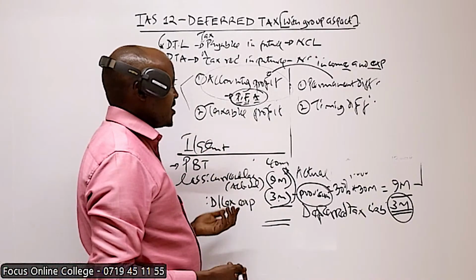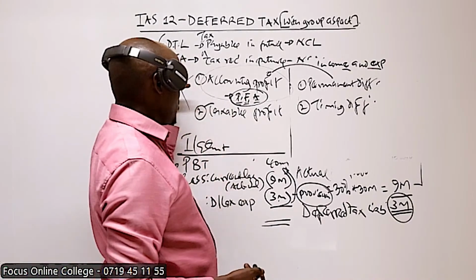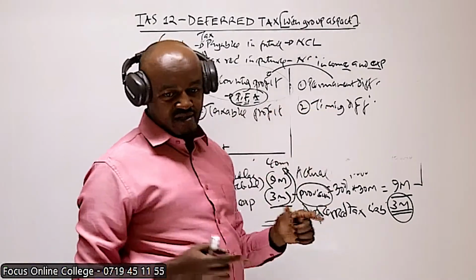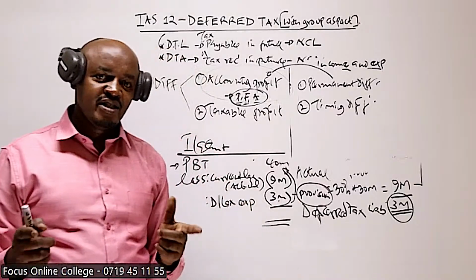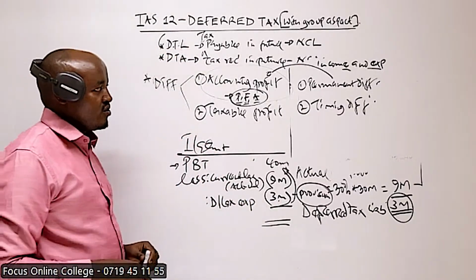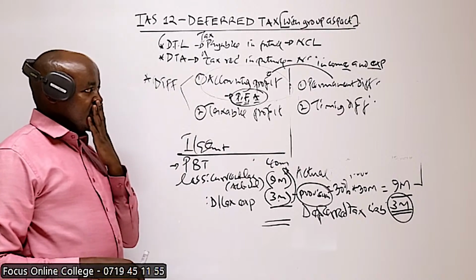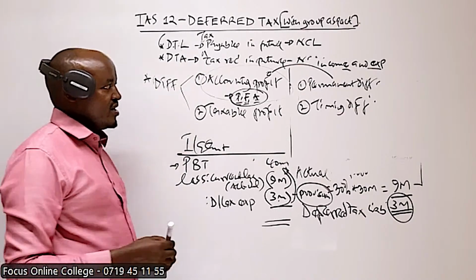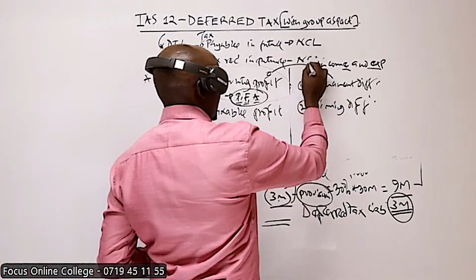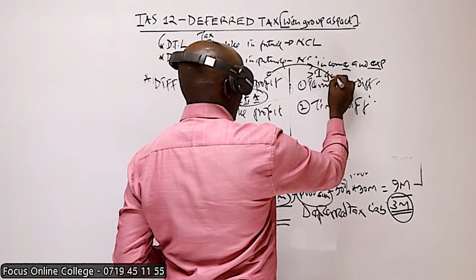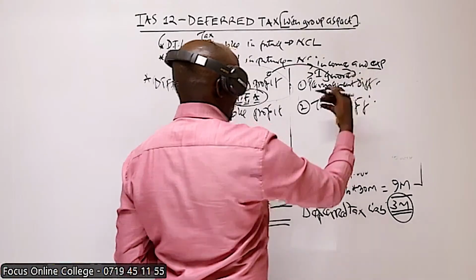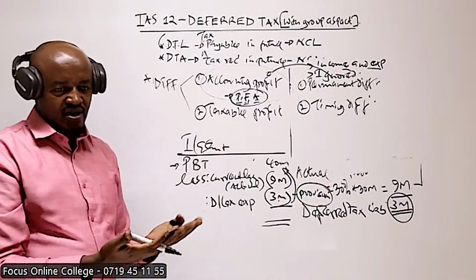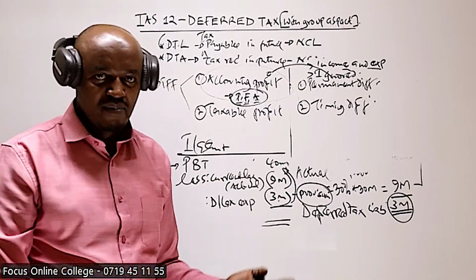So automatically, that will give rise to a difference between the accounting profit and taxable profit, and that difference is known as the permanent difference. Now, we say that this difference does not give rise to deferred tax. And therefore, in the computation of deferred tax, this difference is ignored. So a question you may come across in an examination is one where you're required to explain what a permanent difference is.